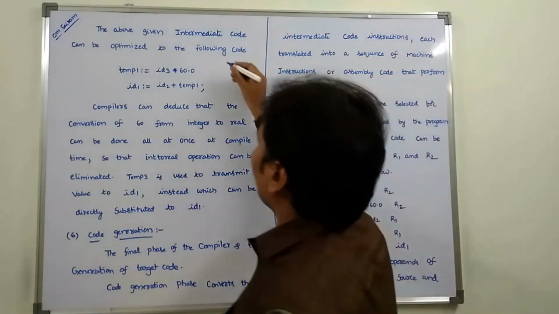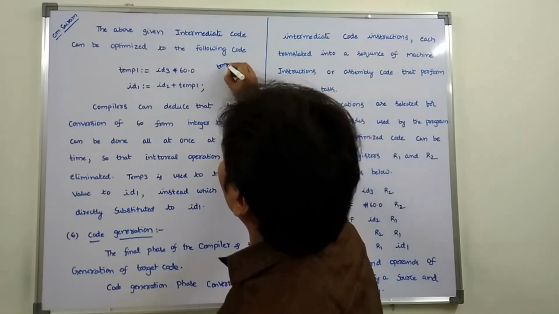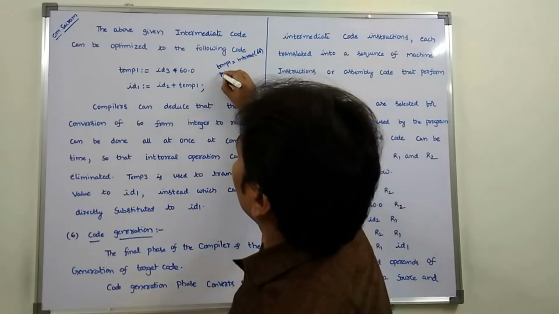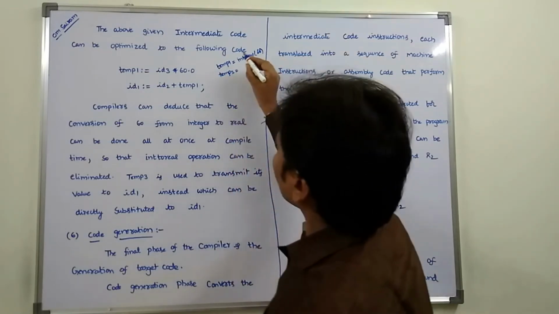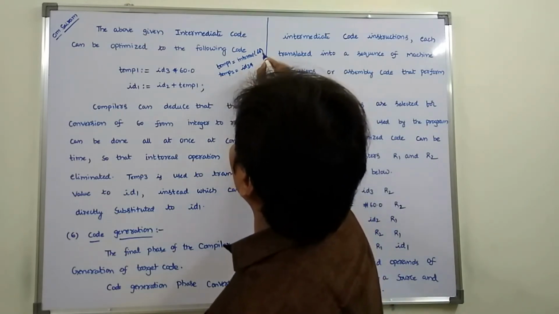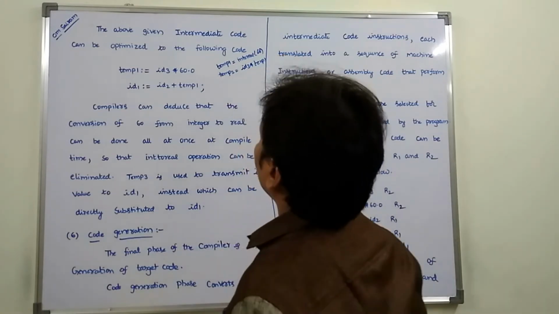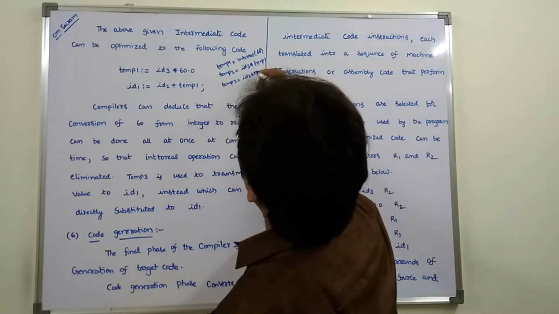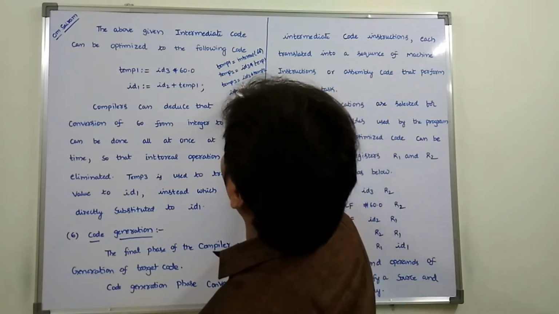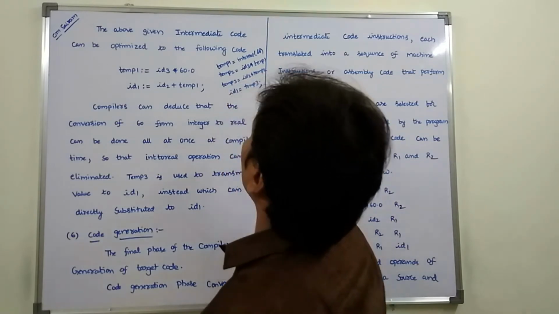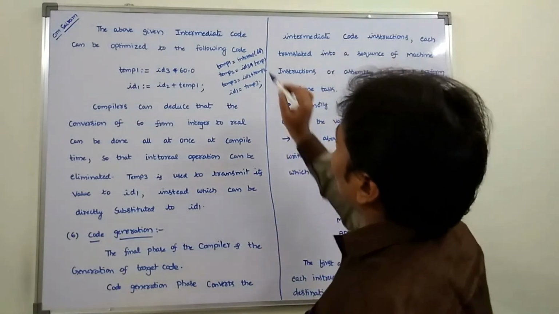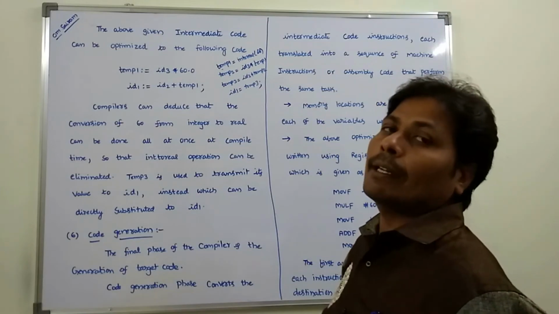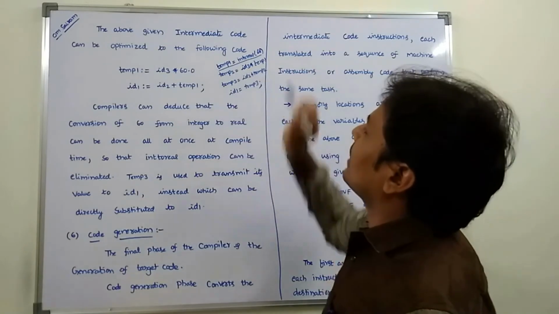Okay. So I will show. temp1 is equal to int2real of 60. Temp2 is equal to id3 into temp1. Next, temp3 is equal to id2 plus temp2. Next one, id1 is equal to temp3. So this is the intermediate code representation. So this statement can be eliminated because at compile time all the integers are converted into real at once, so this instruction can be eliminated.